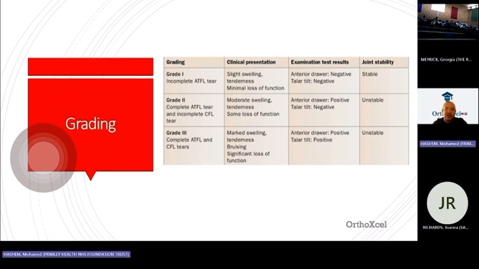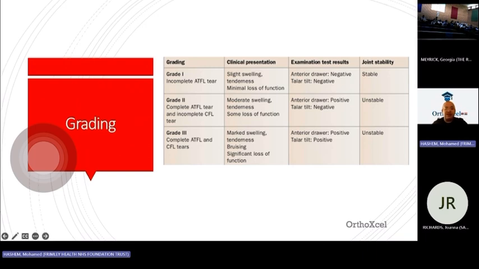Complete ATFL injury, but the CFL is still intact. The patient will be definitely more symptomatic with more swelling, more tenderness, some loss of function. Anterior drawer is positive, but the varus tilt or varus inversion is still negative. And this patient will need a bit more aggressive treatment. So if the patient is active, young age, doing a lot of activities, depends a lot on the ankle, I will advise you to operate on this patient. If the patient is minimally moving, just normal daily activities, not that active, not doing sports or regular exercise, you can continue with non-operative treatment, but keep an eye on him for follow-up.